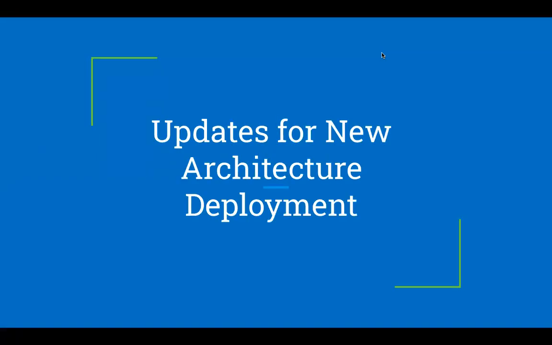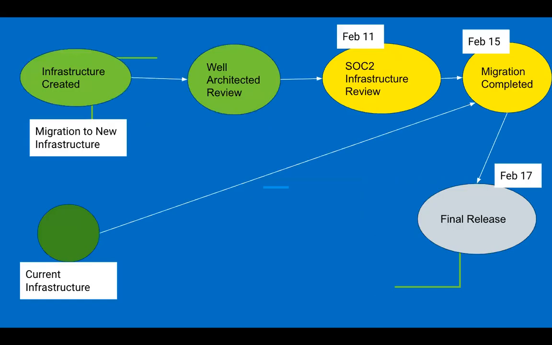Okay, so the first thing I want to talk about is the updates for the new architecture deployment. We moved some of our instances and did the complete testing. Then last week, we went for what is called the AWS well-architected review. We had created the infrastructure, and then we went through the review, and as part of it, they have given us a bunch of comments.